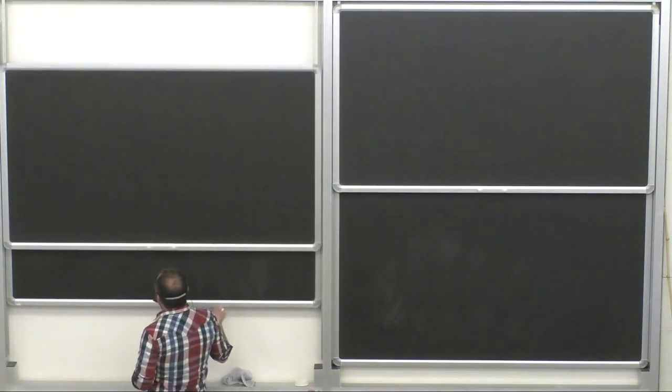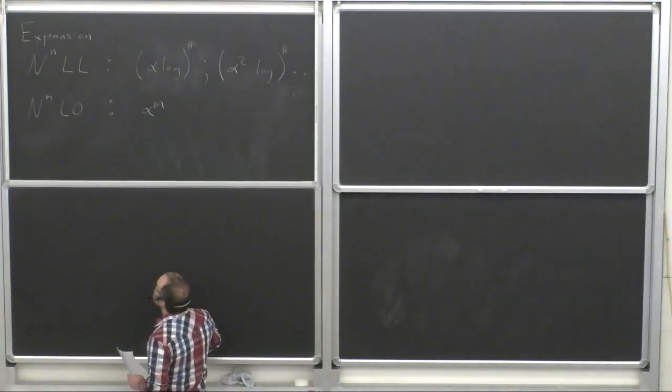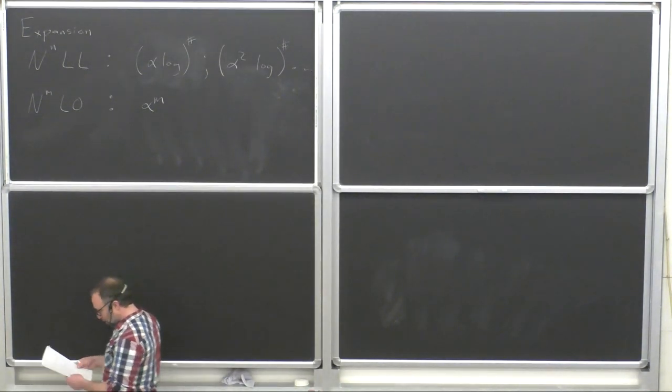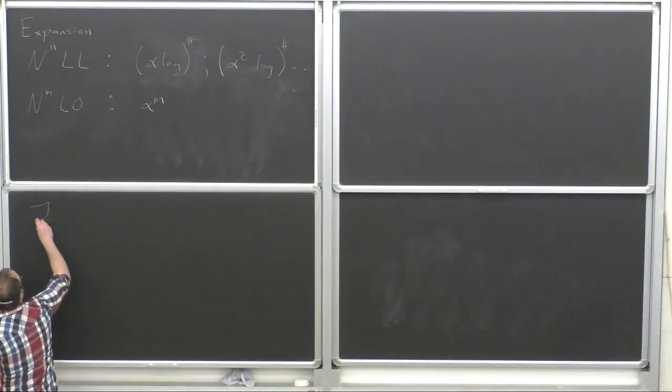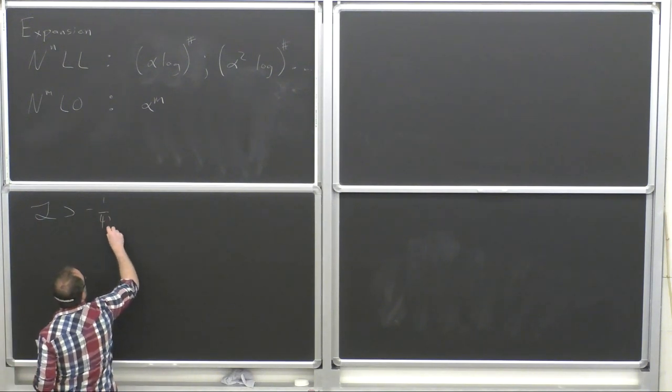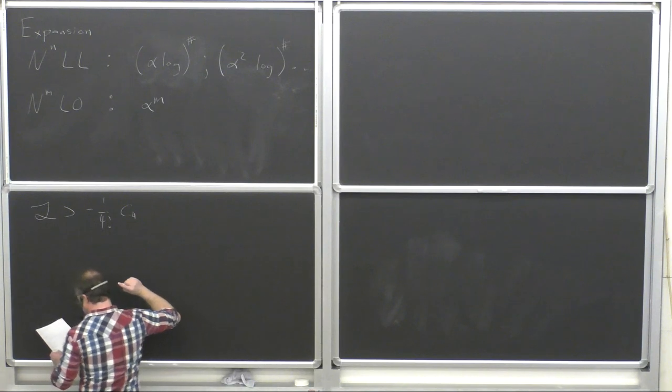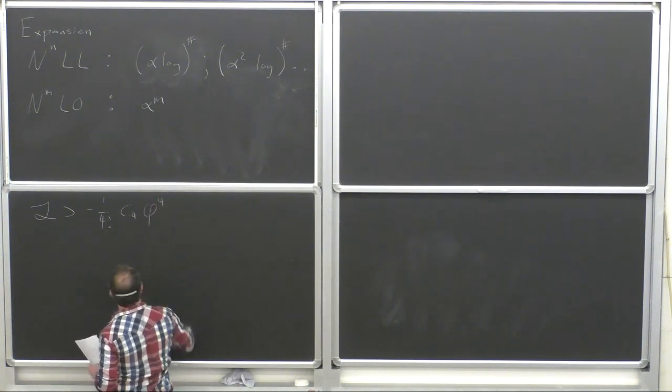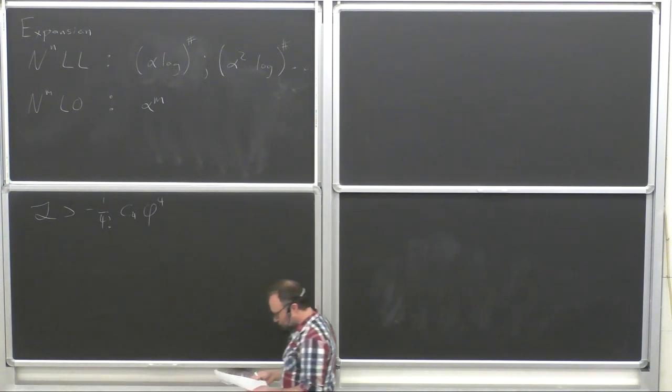Here's just a simple case where we can understand the physics. So let's take a simple theory, just phi to the fourth theory. We'll use our EFT notation. So we'll call this a Wilson coefficient, C4, and we'll write 4 powers of the field.